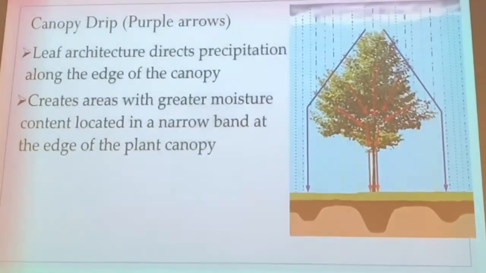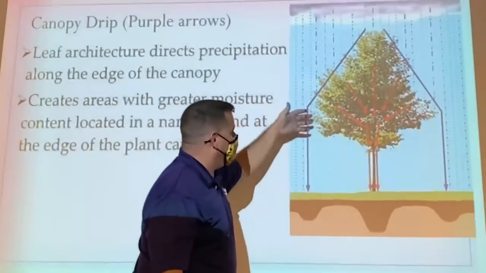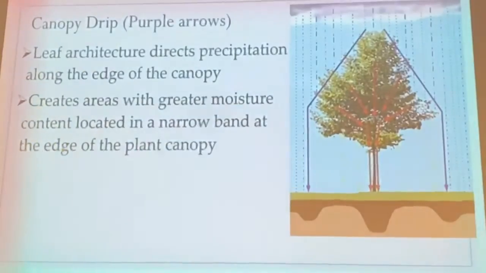And then finally, canopy drift. And so that's the stuff on the edges of the tree that actually makes it to the ground.